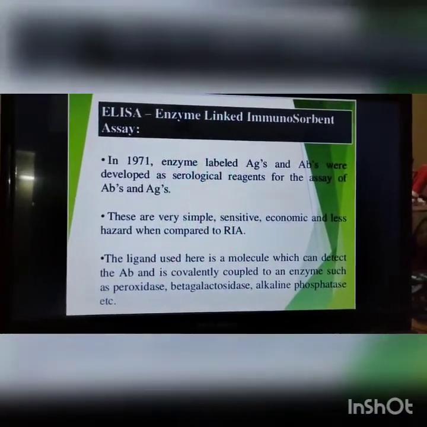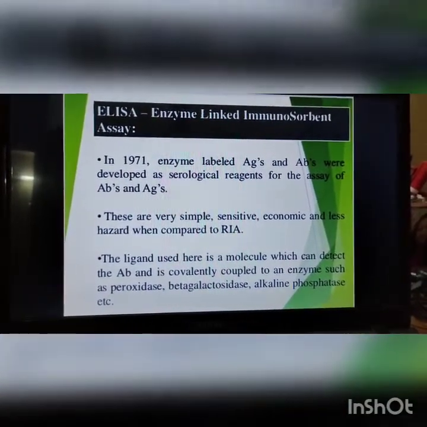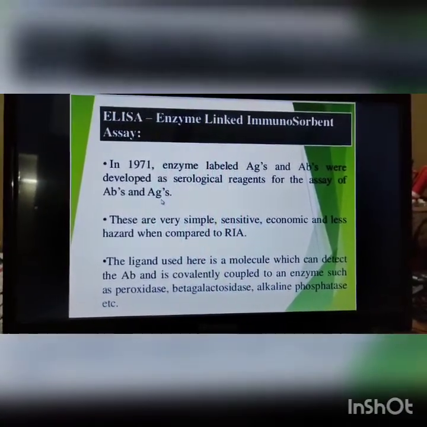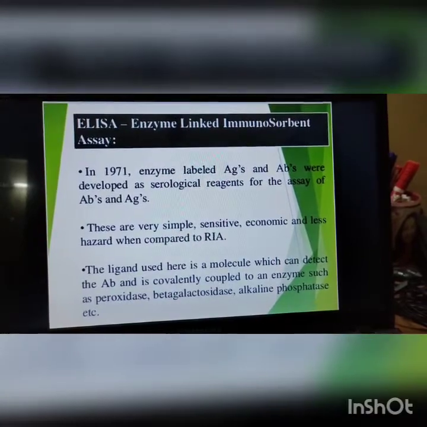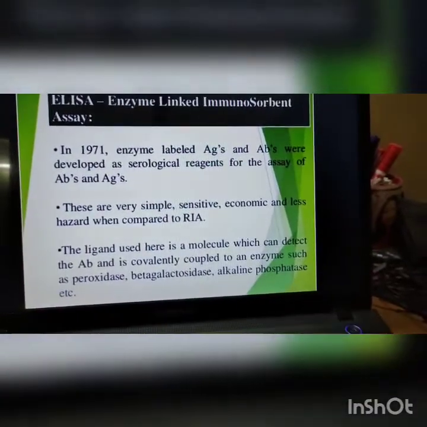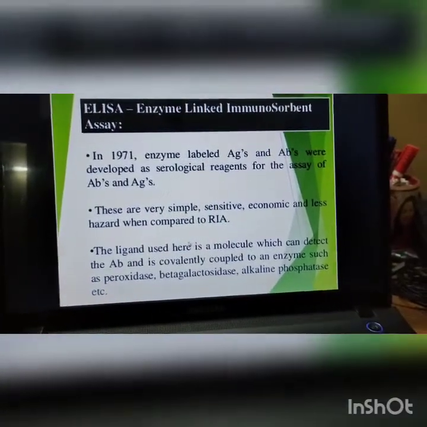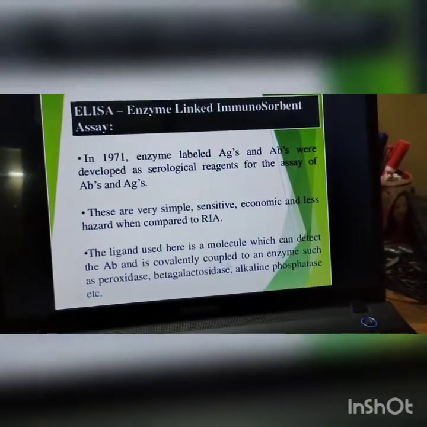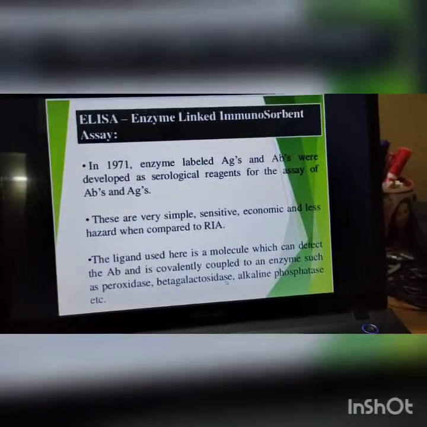It is used for the detection of AIDS also. ELISA, in 1971, is used for HIV infection testing. In 1971, enzyme-labeled antigen and antibody were developed as serological reagents for the assay of antigen-antibody reaction. They are very simple, sensitive and economical, with fewer hazards compared to RIA. The ligand used here is a molecule which can detect the antibody. It is conveniently coupled with an enzyme such as peroxidase, beta-galactosidase, or alkaline phosphatase.